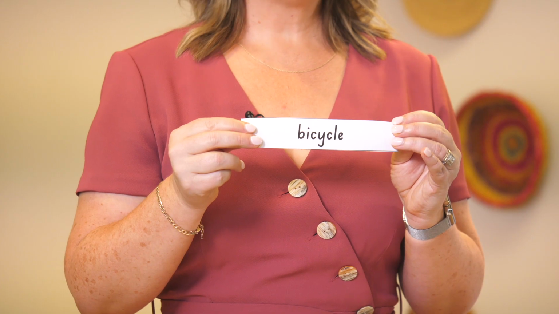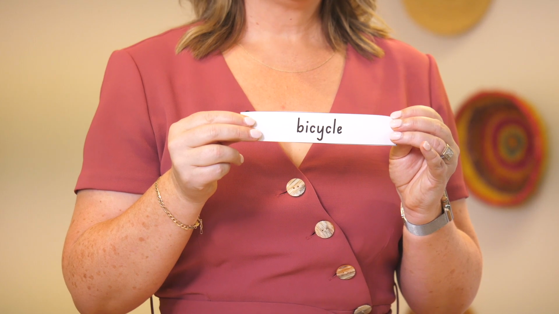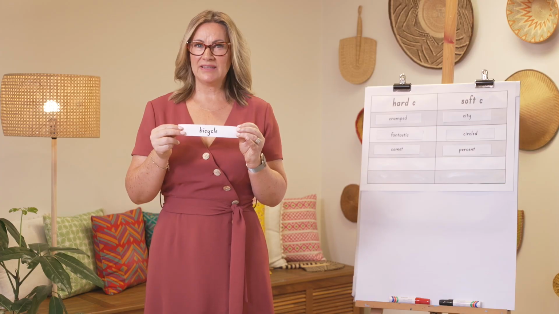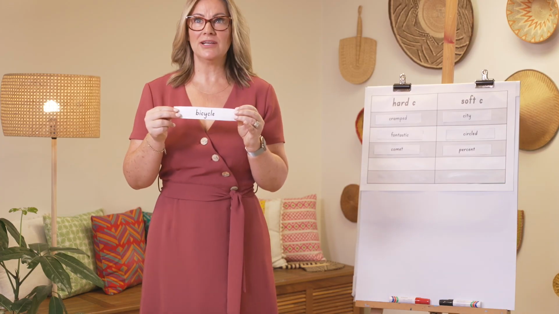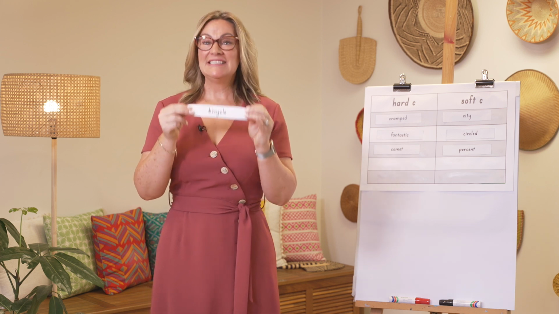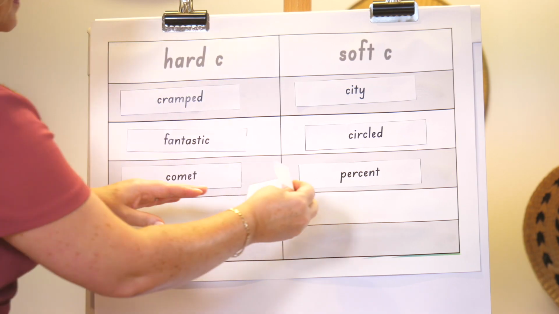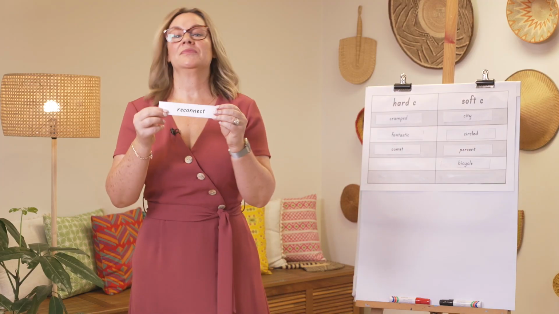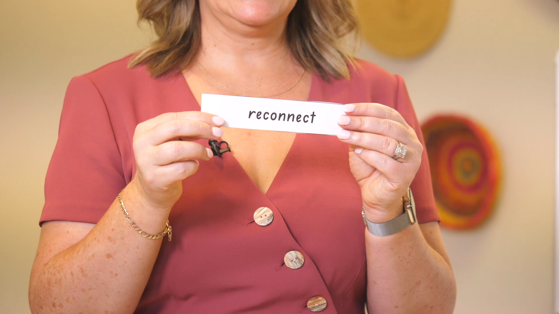Bicycle. Repeat. What are you hearing there? S. Bicycle. I can't even say that. Bicycle? No. What are we hearing? Bicycle. S. Soft C. Reconnect. Repeat.